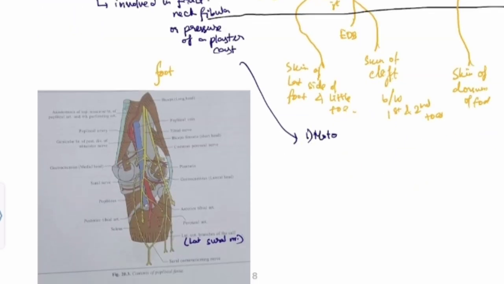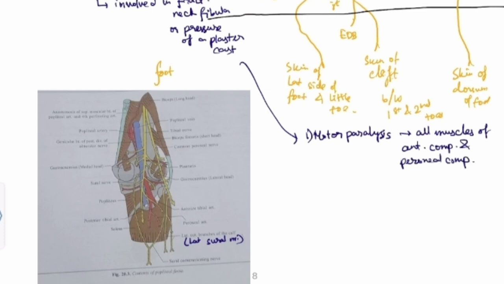Motor paralysis may be observed. Motor paralysis of all muscles of the anterior compartment and peroneal compartment, also known as the extensor compartment. See, the posterior one is the flexor compartment, the anterior one is the extensor compartment. You may write extensor compartment, it's a better word. And this one including extensor digitorum brevis. You can see the supply over here, right? Results in foot drop.